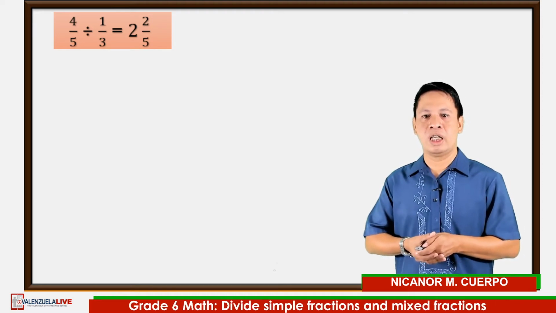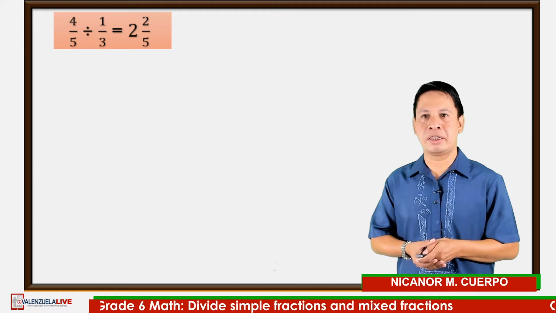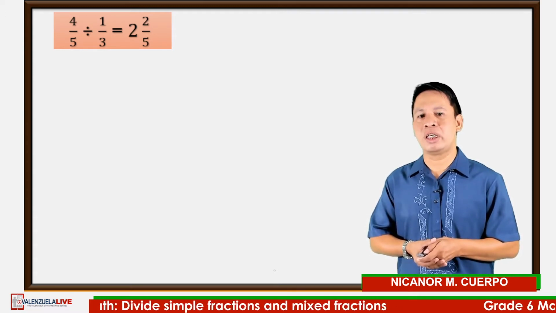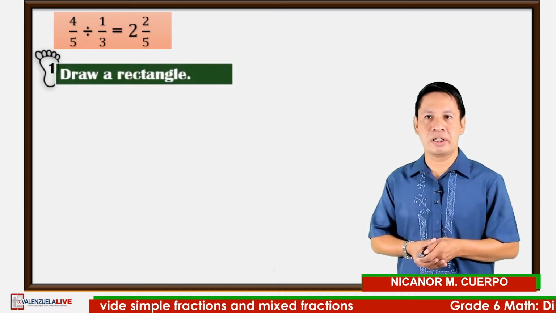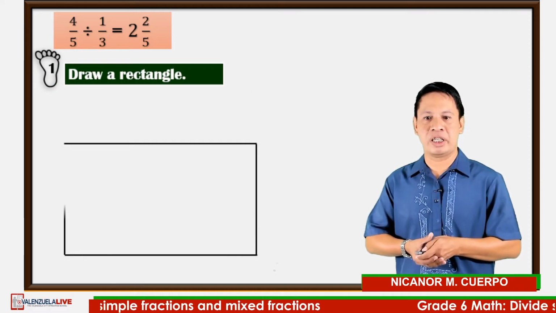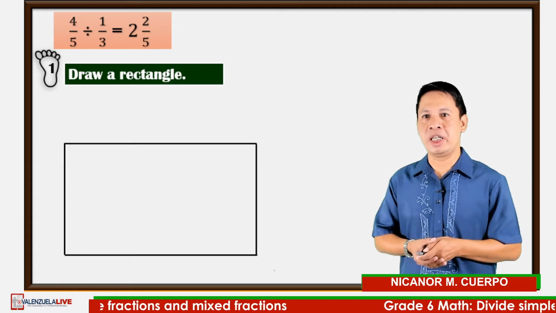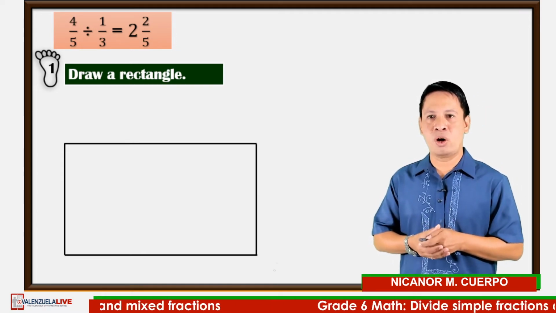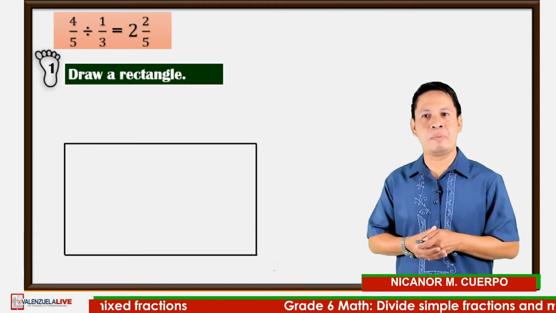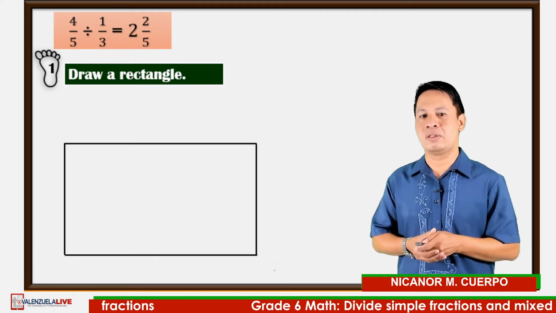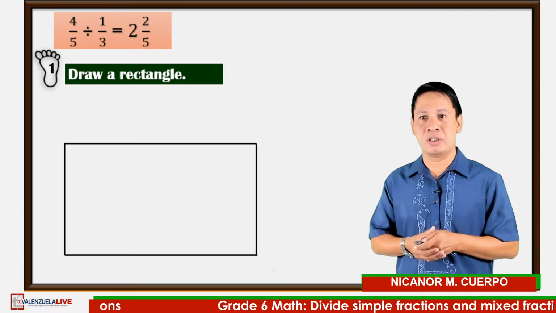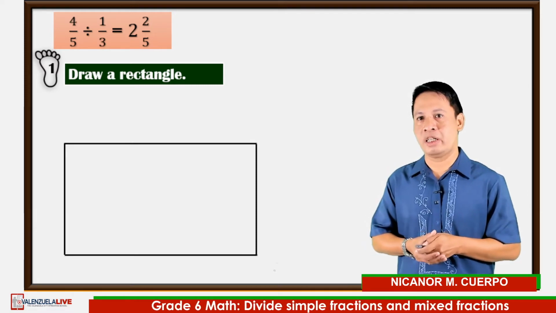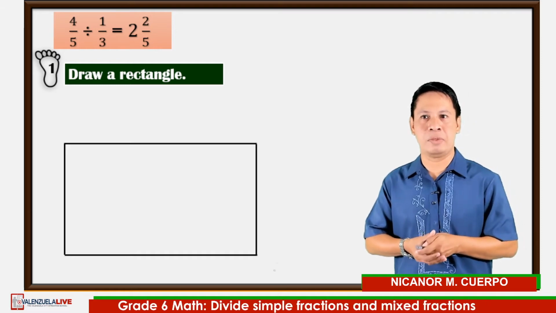Now, let's go back to our previous problem. We know that when we divide 4/5 by 1/3, the answer is 2 2/5. If you will notice, the denominators are not of the same size or units, meaning they have different denominators. Now, I will show you how to get their equivalent fractions using an illustration. This is one way to show how we get the equivalent fractions or their common denominators.